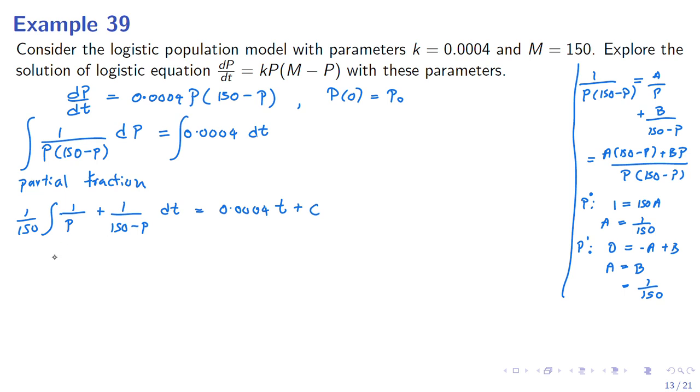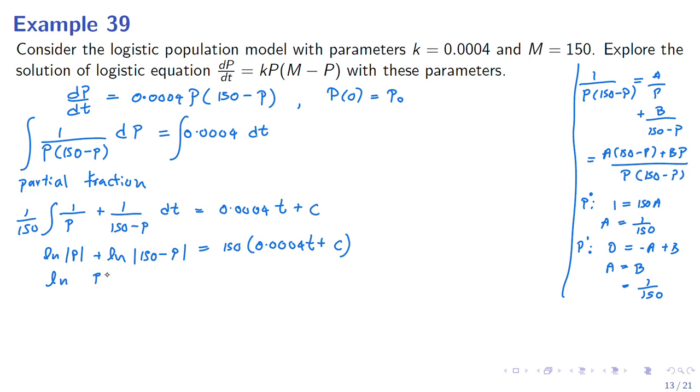And now we can write down, multiplying the right hand side by 150: 150 times 0.0004 t plus this constant, we'll get the natural log of p plus the natural log of 150 minus p. Now, using the properties of the natural log, we can write this as the natural log of p.